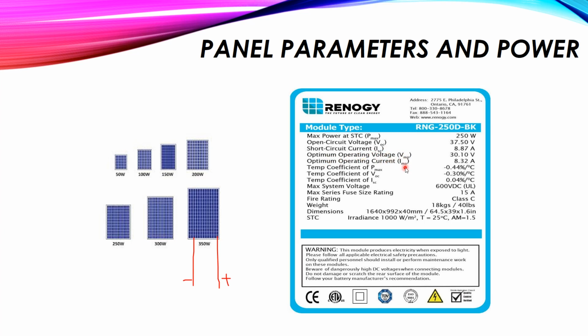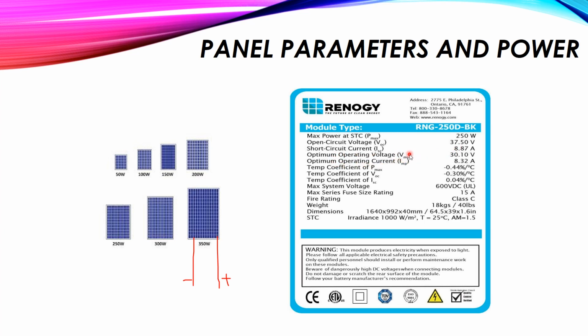So what does this represent? You will find that this voltage is 30 volt and this one is 8.3 ampere. You will find that this value is 30 volt and the open circuit is 37. The current is 8.32 and the short circuit is 8.87. So this value is of course lower than this. So this value represents the optimum operating condition.